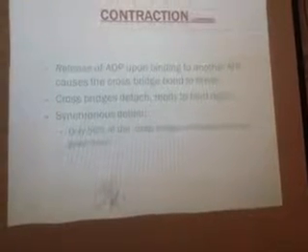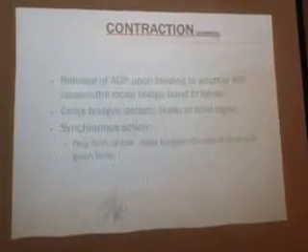Then what do we mean by asynchronous action? It is nothing but that only 50% of the cross bridges are attached at any given time. At one time, not 100%, only 50% of the cross bridges are attached. That is called asynchronous action.